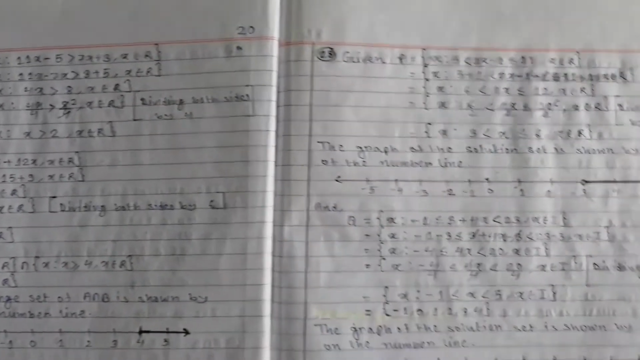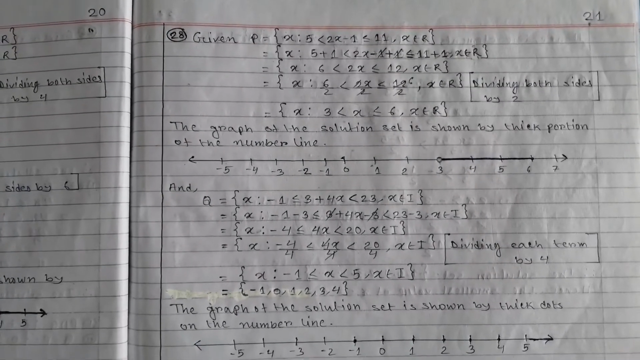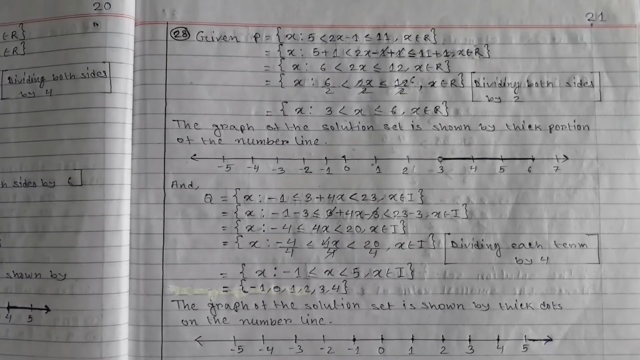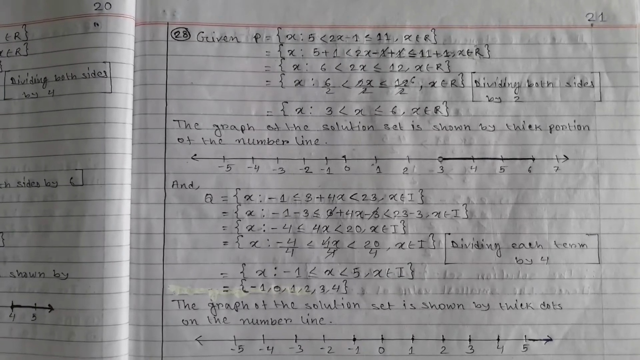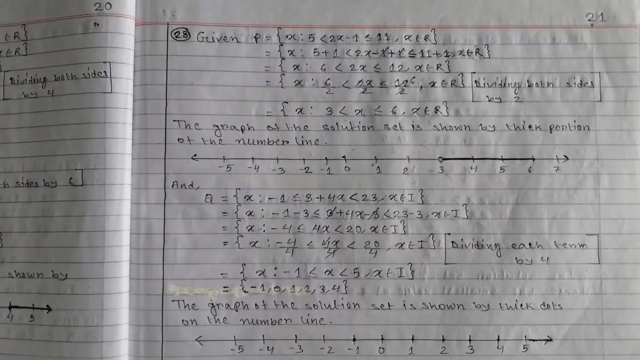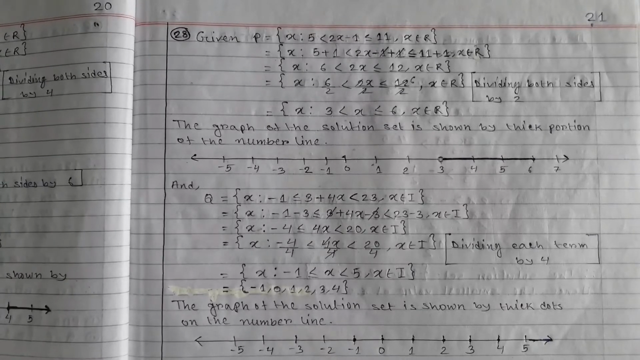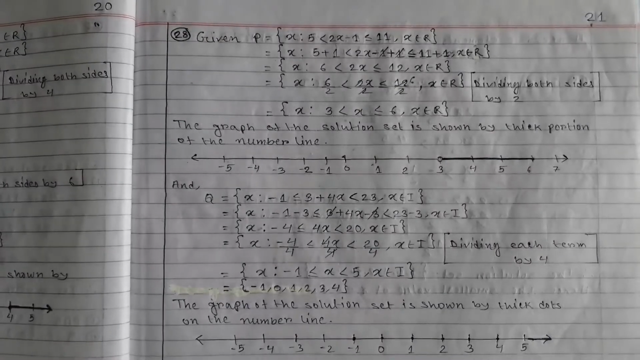Okay, next question. Question number 28. In question number 28 it is given that P is the set of x such that 5 < 2x - 1 <= 11 and x belongs to real numbers, and Q is the set of x such that -1 <= 3 + 4x < 23, and x belongs to integers, where R is real numbers and I is integers. Represent P and Q on the number lines. Write down the elements of P intersection Q.